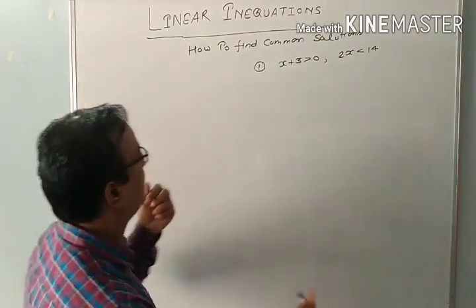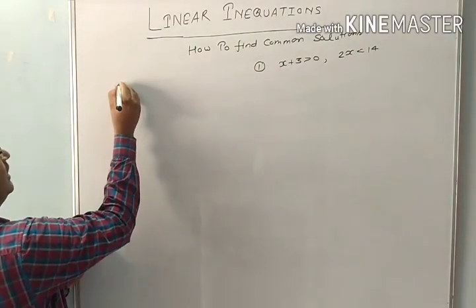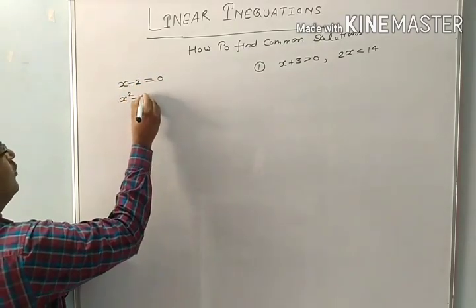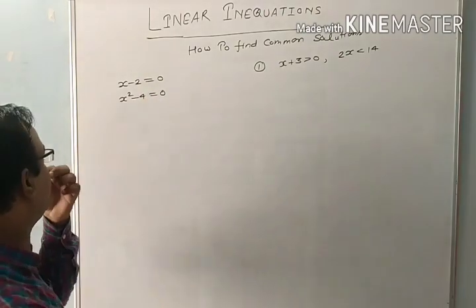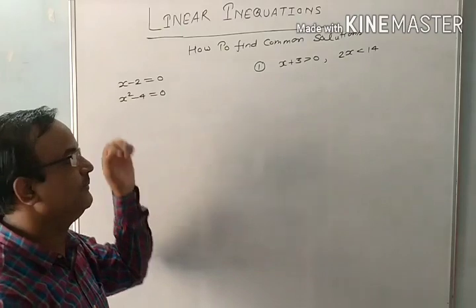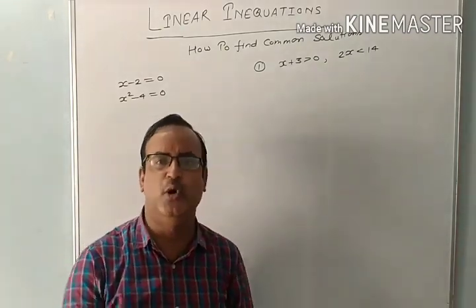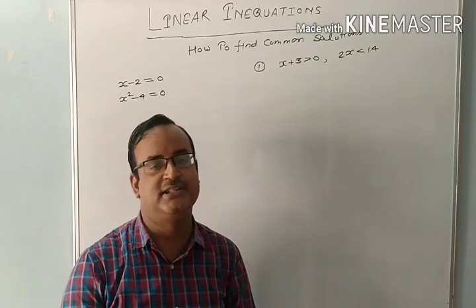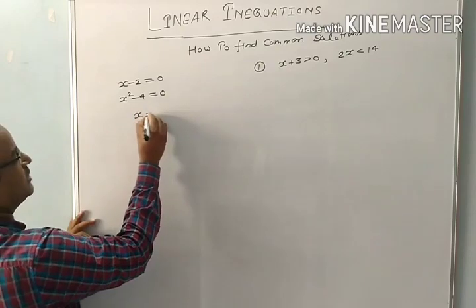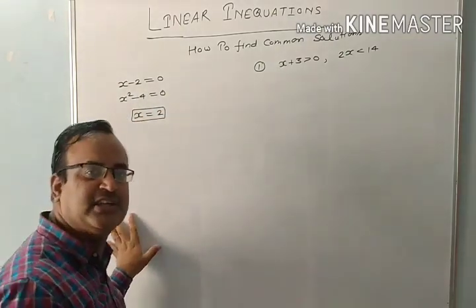Before discussing this further, suppose x minus 2 is equal to 0 and x square minus 4 is equal to 0. There are two equations: the first is linear and the second one is quadratic. Now we have to find the common solution which satisfies both the linear as well as the quadratic equation. So x minus 2 is equal to 0, so the value of x is equal to 2. It's very easy to find the value of x when the given equation is linear.